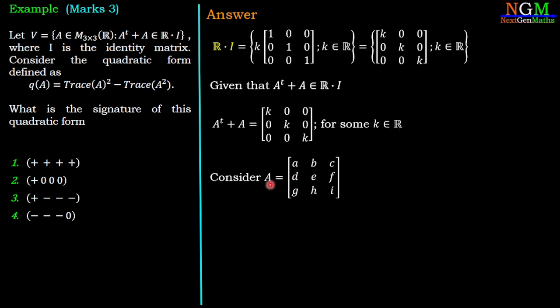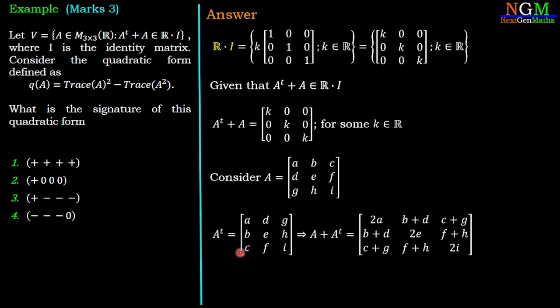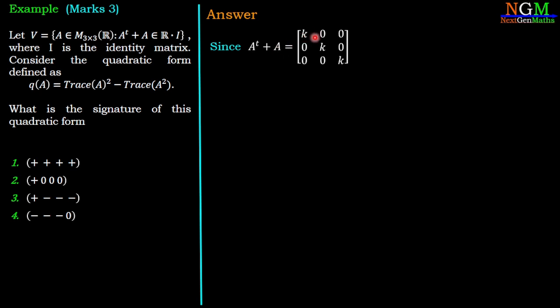Consider matrix A with generalized entries a, b, c, d, e, f, g, h, i. This A belongs to V, therefore it satisfies the condition A transpose plus A belongs to R·I. A transpose is equal to a, d, g, b, e, h, c, f, i. A plus A transpose equals 2a, b plus d, c plus g, b plus d, 2e, f plus h, c plus g, f plus h and 2i. Now A plus A transpose belongs to R·I, therefore A plus A transpose is equal to K00, 0K0, 00K for some K belongs to real numbers.